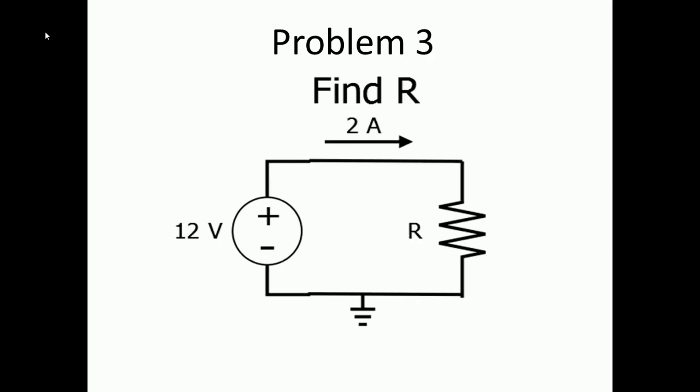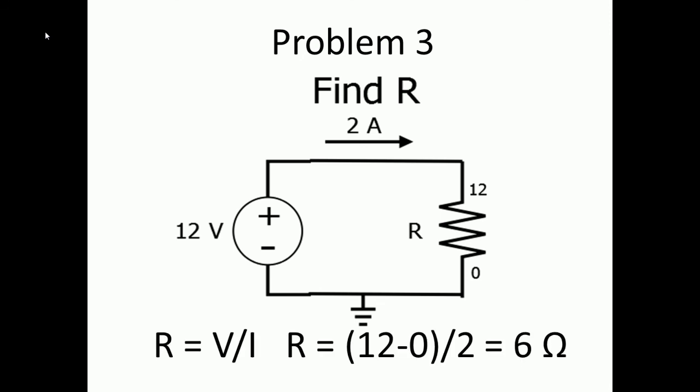Let's move on to problem 3. In problem 3, we are asked to find R, which is the value of the resistor. We know that we have to use the voltage that is across the resistor, and so using the same logic as before, we have 0 on the bottom because it is connected to the ground node, and the top node is 12 because of the 12 volt voltage source. We can manipulate Ohm's law to be R equals V over I, so that means that R is equal to 12 minus 0, which is the difference in voltage across the resistor, divided by the 2 amps. This results in a 6 ohm resistor.